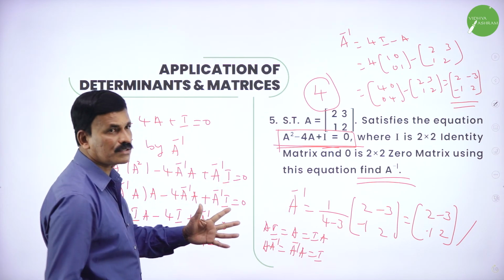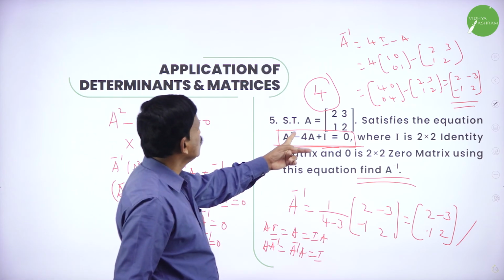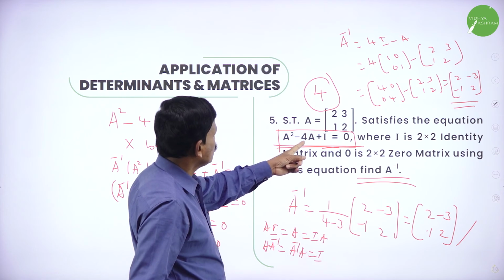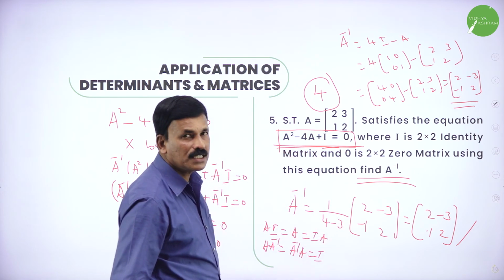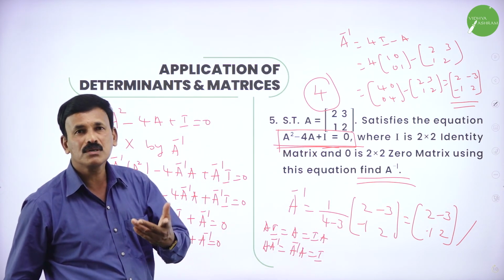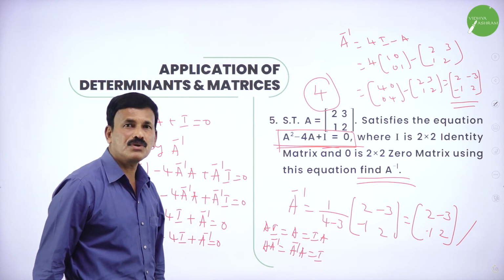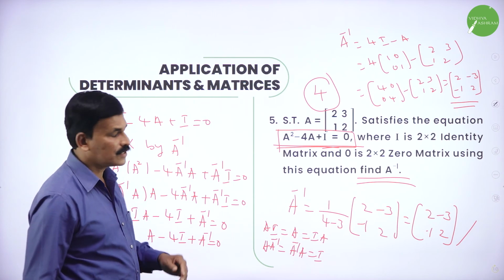So this is a 4 mark question. What is the condition given? If A is equal to [2, 3; 1, 2] satisfies the equation A square minus 4A plus I is equal to 0, where I is an identity matrix of order 2 rows 2 columns and 0 is a null matrix of order 2 rows 2 columns, find A inverse.